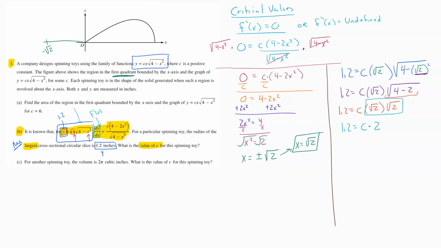And then our last move on this is we're just going to go ahead and divide over by the 2 at this point to get c by itself, and we end up with 1.2 divided by 2 is 0.6 equals c. C is a parameter. It doesn't have any inches or any sort of units attached to it, so that right there would be our final answer.